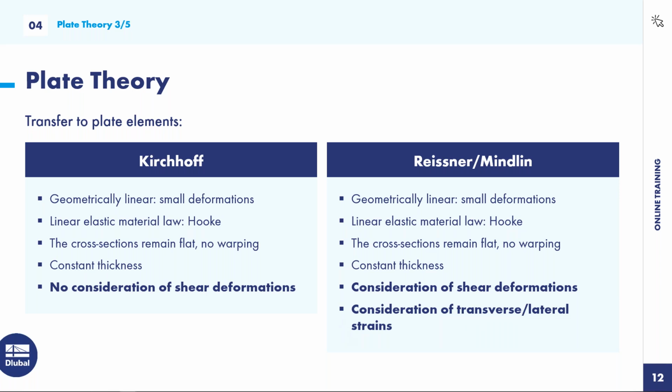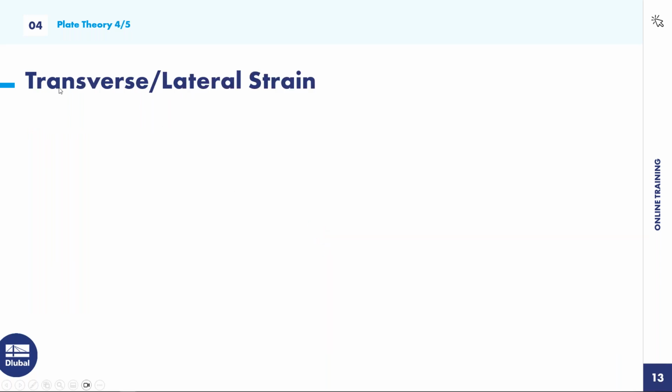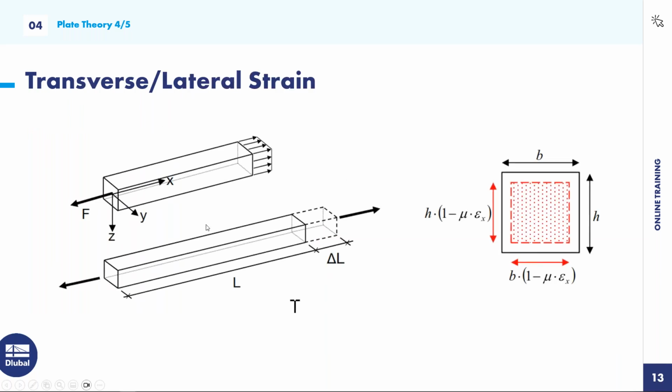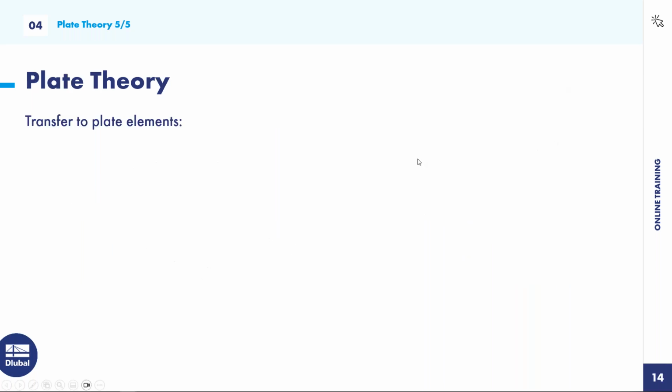So what does this mean? I give you another example for transverse lateral strain, which is one thing we all know. When you have a rod and you pull on it, you don't only get your longitudinal strains on this, you also get a lateral contraction in the linear elastic part of the material defined by the Poisson ratio. Good, and that's only taken into account in the Reisner-Mindlin plate theory.